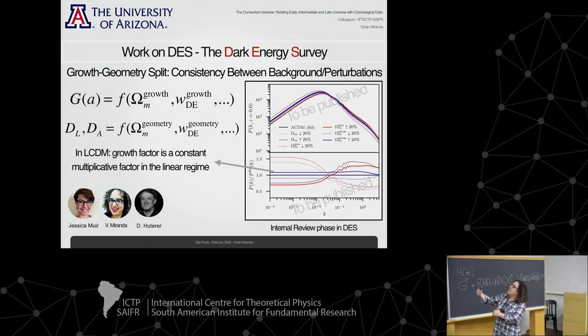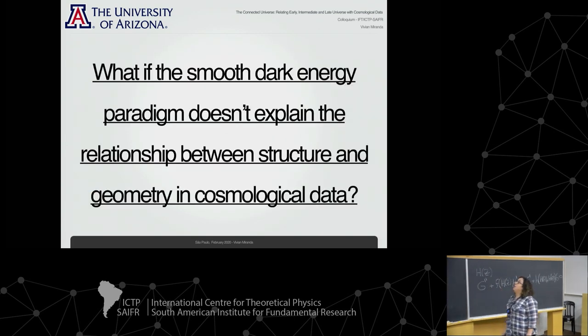You see that if you only change the growth factor, at least on linear scales, it's just an amplitude shift. If you change these but not the growth factor, you have a more interesting phenomenology, and I can explain later why things behave like this. But again, it's testing that compatibility. If you get different parameters here, then that can mean that those assumptions are incorrect. So what if those assumptions are incorrect?